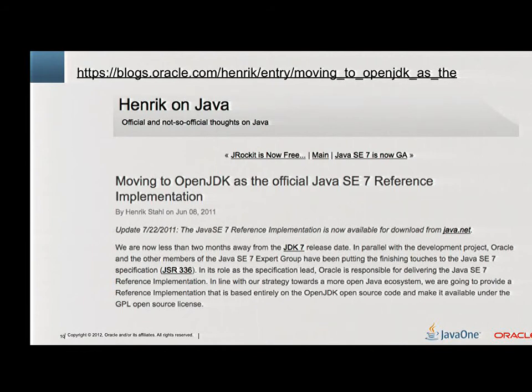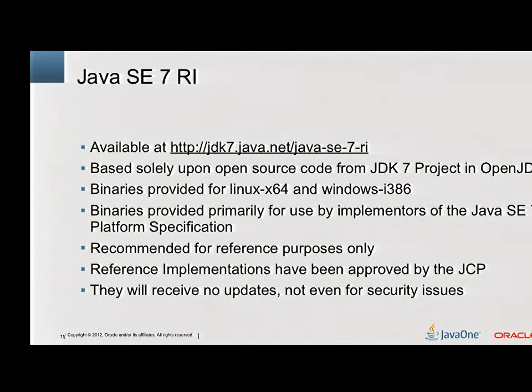And the way this got started was in the run-up to the Java 7 launch. Henrik Stahl, who is an Oracle spokesperson and a senior director for the Java platform, announced on his blog that Oracle will be moving to OpenJDK as the official Java SE 7 reference implementation. And that's a step that before this move only happened, say, with GlassFish becoming the official implementation for the EE spec. So this was a pretty big deal for people implementing Java SE. And having announced that, you can actually now go to JDK7.java.net, click the Java SE 7 RI link, and download that reference implementation from last year.